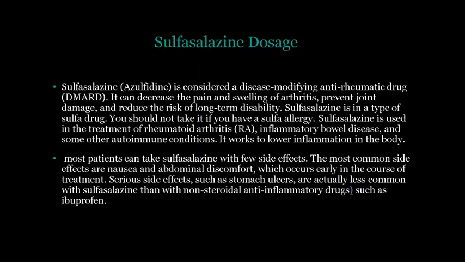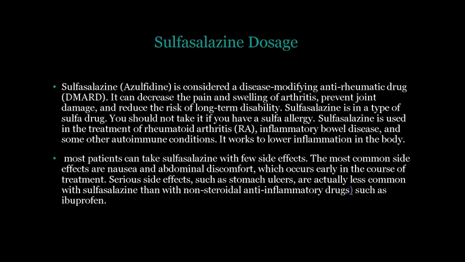Arginine is another disease-modifying agent. It can decrease the pain and swelling of arthritis, prevent joint damage, and reduce the risk of long-term disability. It is a type of sulfa drug, and if someone has a sulfur allergy, they should not take it. It's used in the treatment of inflammatory arthritis, inflammatory bowel disease, and other autoimmune conditions. It works to lower inflammation of the body.